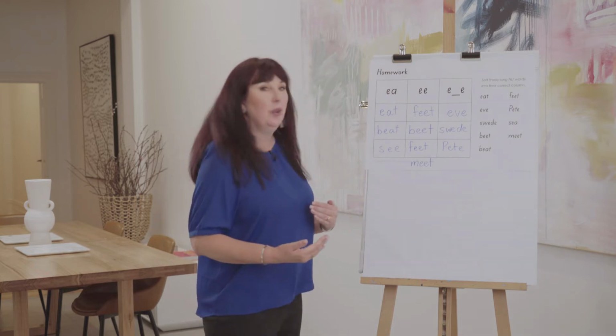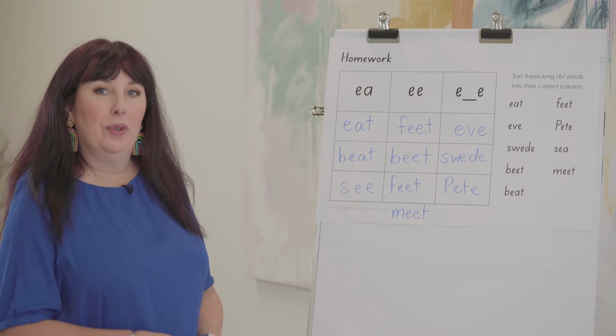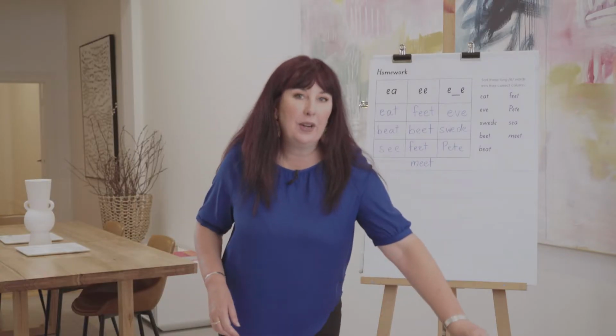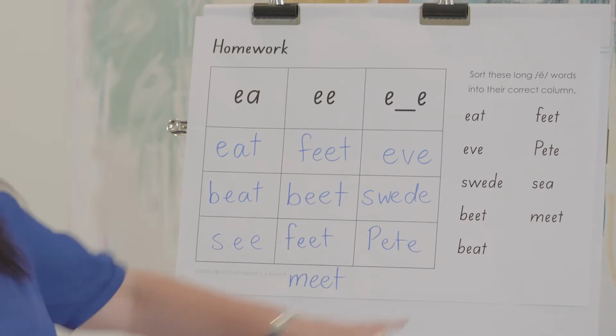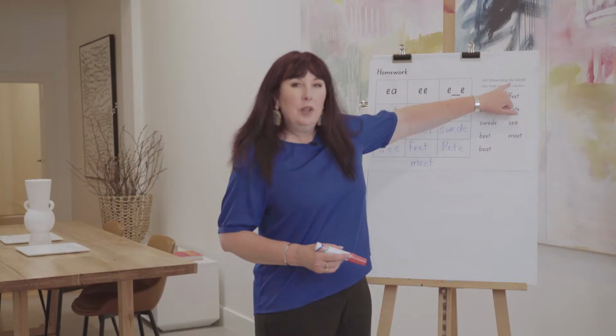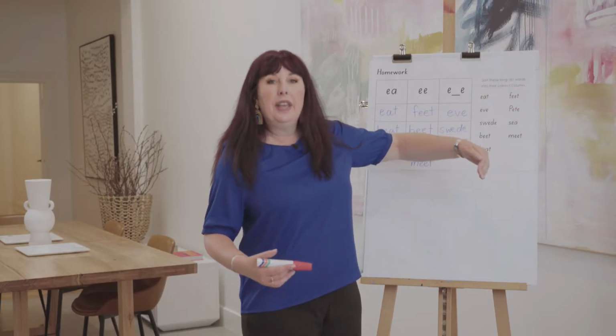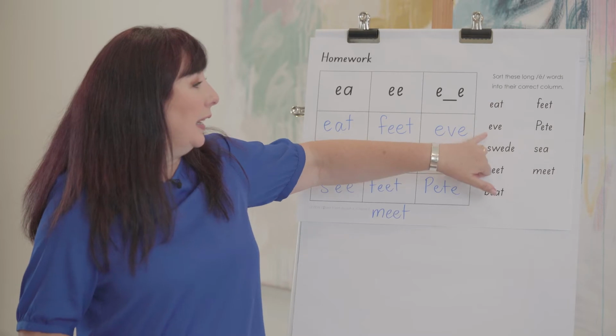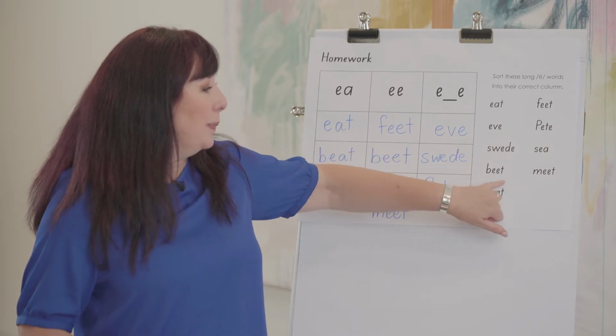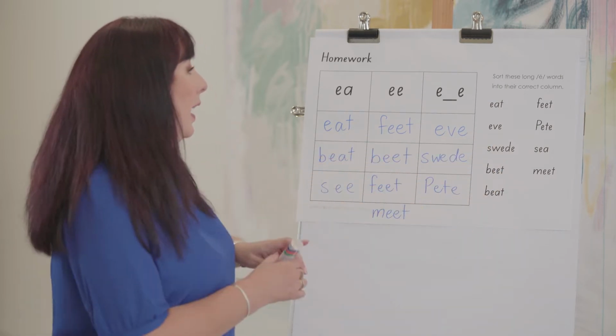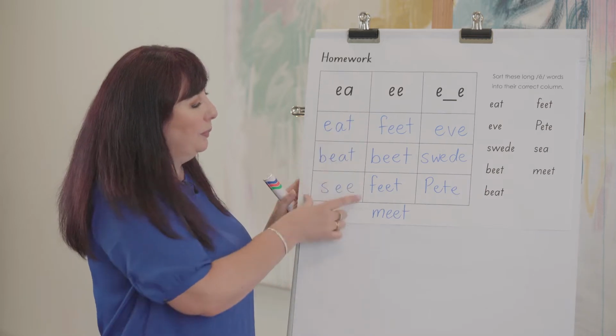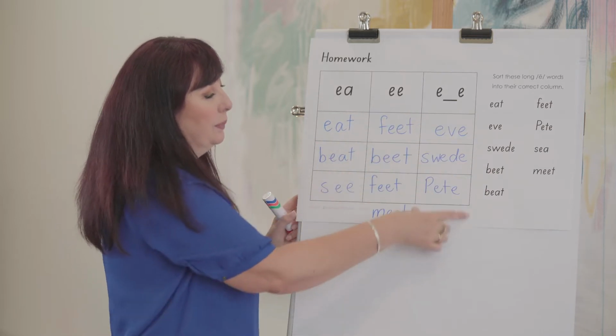So we're really rolling through, aren't we? Let's have a quick look at yesterday's homework and have a read of some of these words together. I asked you to have a look. All of these words had the long E sound in them. Eat, Eve, Swede, beat, beet. And I asked you to write them into the correct columns.